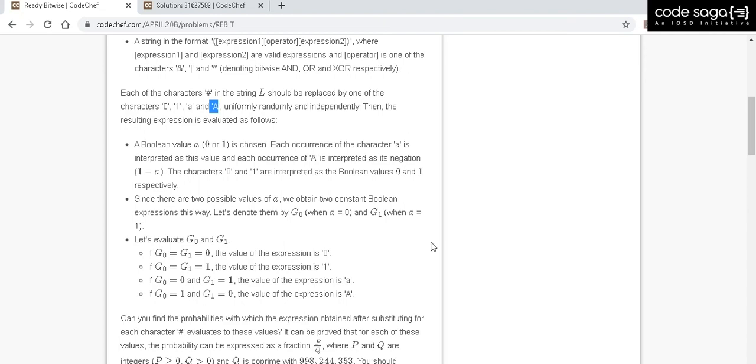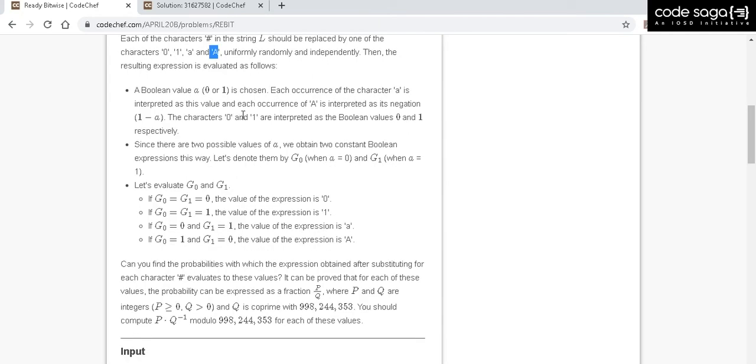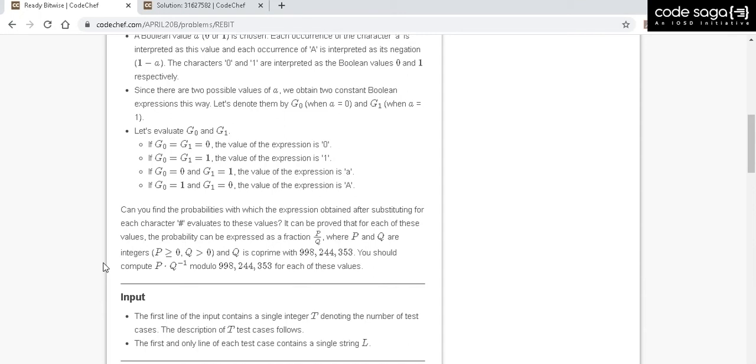Now we have to find the probabilities that after all these operations we get 0, the probability for which the expression is 1, the probability for which the expression is small a, and the probability for which the expression is big A. So we have to show this as a fraction p by q, where p and q are integers and q is co-prime with 998244353. We have to take this modulo. You should compute p into q inverse modulo 998244353. So from here on I will be referencing this as mod.